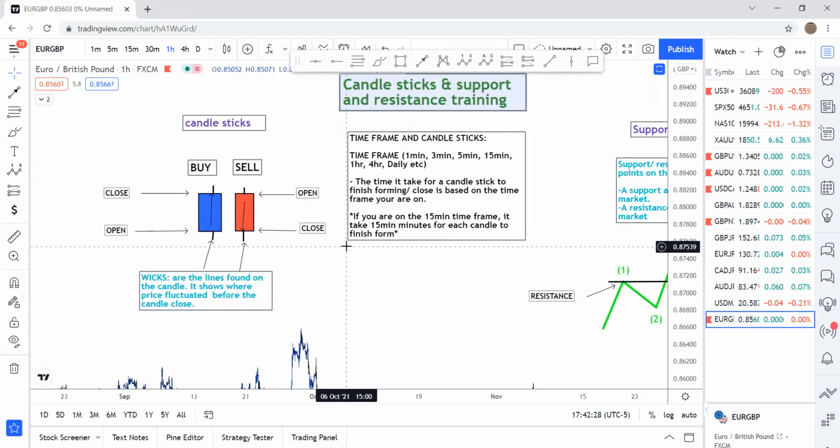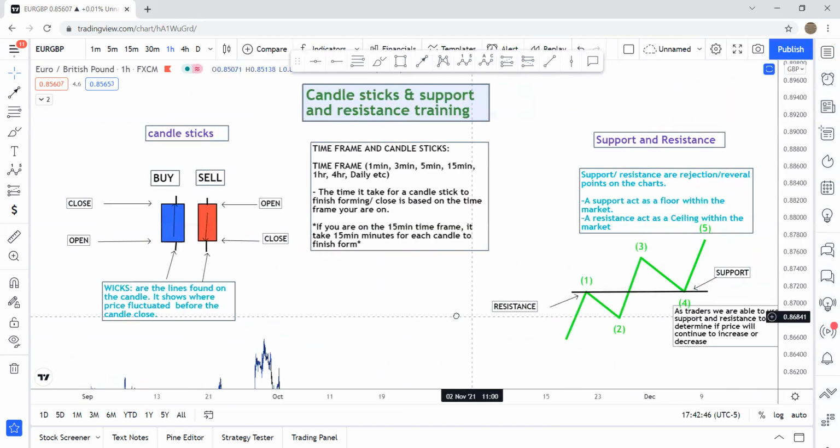An example, if you're on the 15-minute time frame, it takes 15 minutes for each candle to form. If you're in the 1 hour time frame, it takes 1 hour for each candle to form. If you're in the 1 minute time frame, it takes 1 minute for each candle to form.